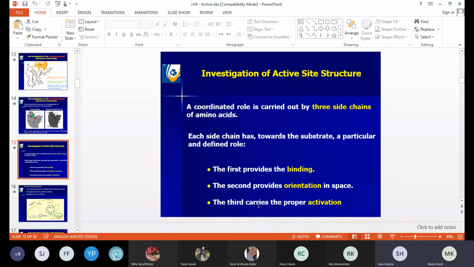So a very important role in the active site here: three side chain amino acids are involved in the active site. They are very important amino acids that we talked about before. We have amino acids involved in the binding, amino acids involved in the orientation, and amino acids involved in the catalysis. So you have this catalytic triad. We should never forget about the catalytic triad, important in the catalytic site or in the active site of an enzyme for the reaction to take place.